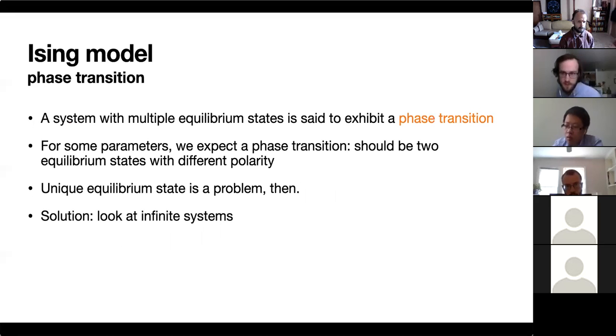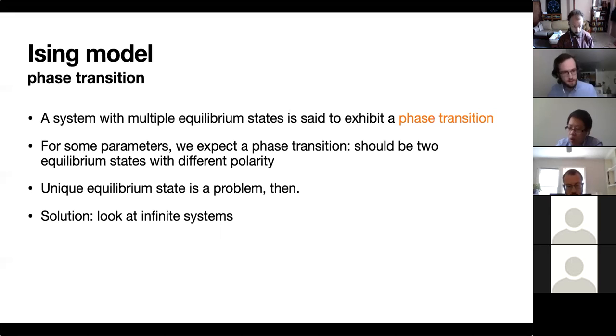Okay, but this is a problem because I said earlier that we're trying to model this property of a magnet where it can be either in one direction or the other direction. The spins can have two different states, two different equilibrium states. That property of having multiple equilibrium states, we say the system exhibits a phase transition. And at least for some parameters, we should expect a phase transition. This is not too surprising at high temperature, because we know that if you get a magnet too hot, it will just lose its magnetization. But we should expect something a little different than this at low temperature for sure.